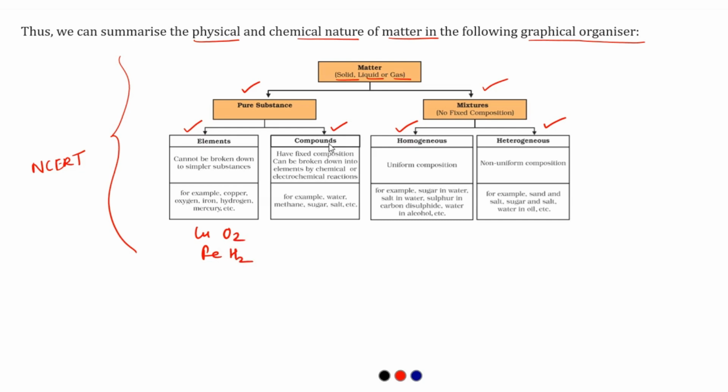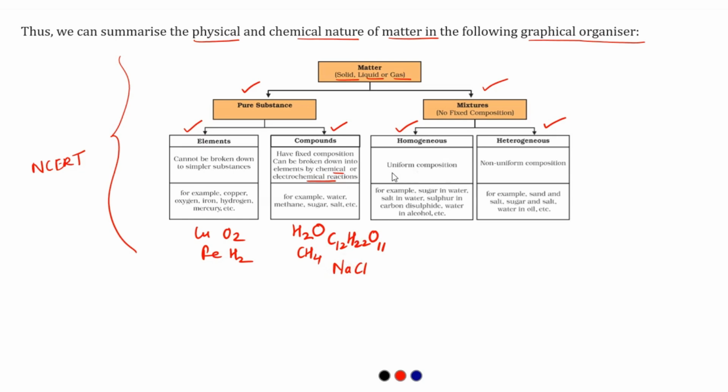Compound means what? It has a fixed composition. It can be broken down into elements by chemical or electrochemical reaction, not by simple methods. Example is water, H2O, see here. One is hydrogen, one is oxygen element. Methane, one is carbon, one is hydrogen. Then sugar, you can take the example of sucrose, C12H22O11. This is called sugar. So here carbon, hydrogen, oxygen, all three elements are combined. Then salt, that is NaCl. So sodium and chlorine are combined. So different elements will combine in a fixed composition and we will get a compound.